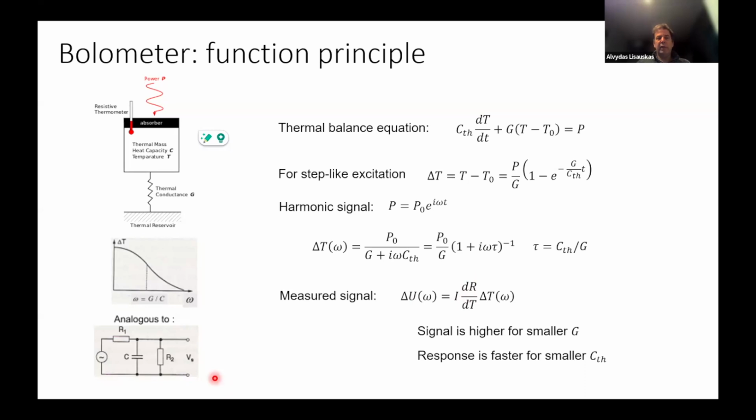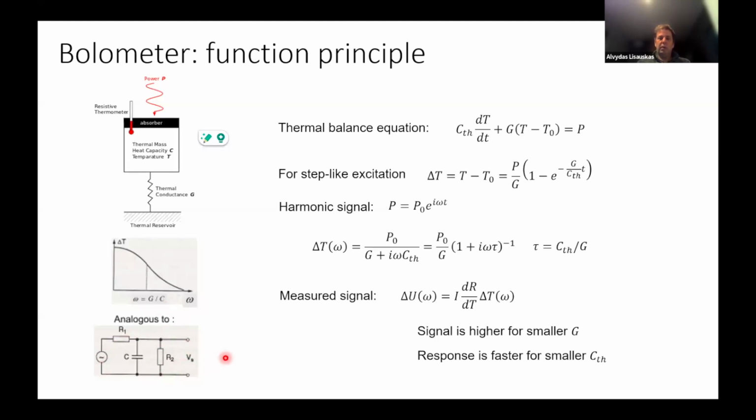One can have it as analogous to an electrical circuit. Those temperature variations are steady at DC frequencies, and then with a time constant G over C, they roll down at higher frequency. That's approximately the electrical circuit we can use. How can we understand it?